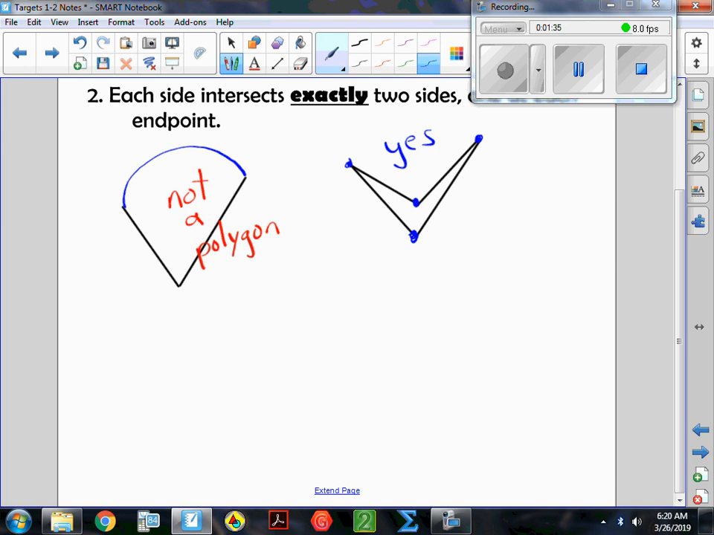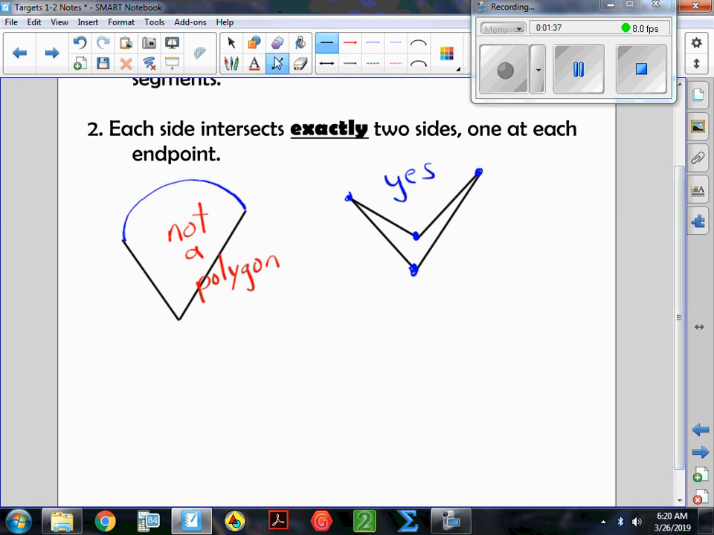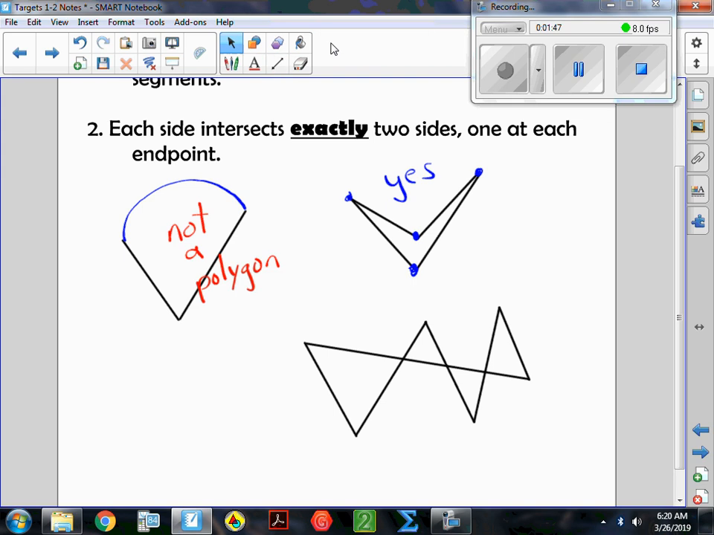An example of something that's not would be something like this, where it overlaps through the middle. So we have these different problem areas. So it cannot overlap.